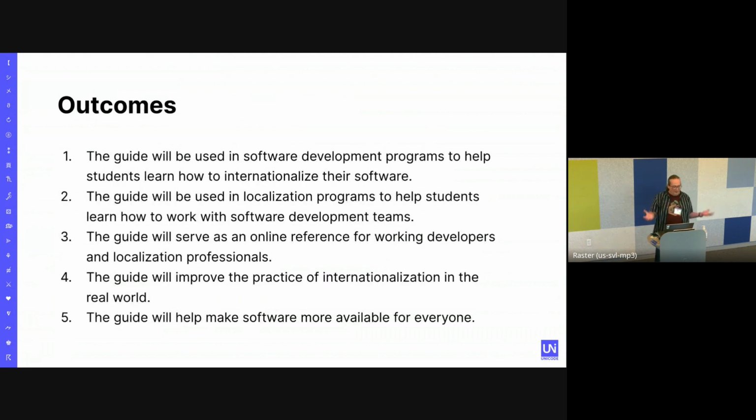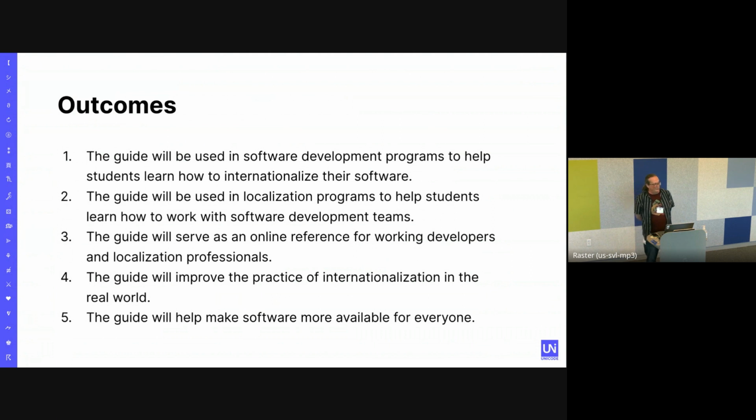So if we can achieve all those objectives, what are the actual outcomes we want to have come out of this project? Well, first, we want the guide to be used in computer science and software development programs to help students learn how to internationalize their applications. Second, we want the guide to be used in localization programs to help students learn how to work with software development teams. Third, we want it to serve as an online reference for practicing localizers and software developers, something they can turn to, something a program manager can, for example, point developers to if they need to know how to do a particular thing.